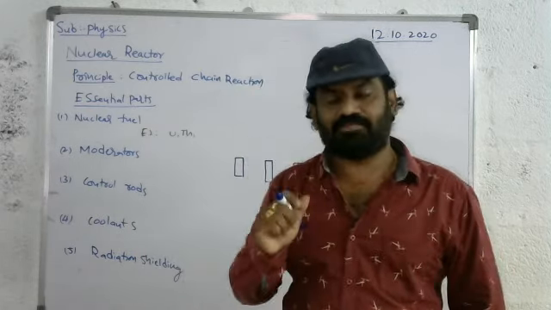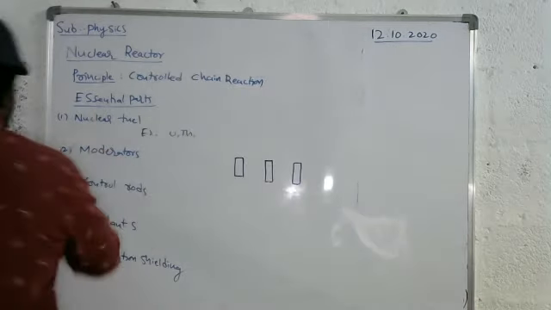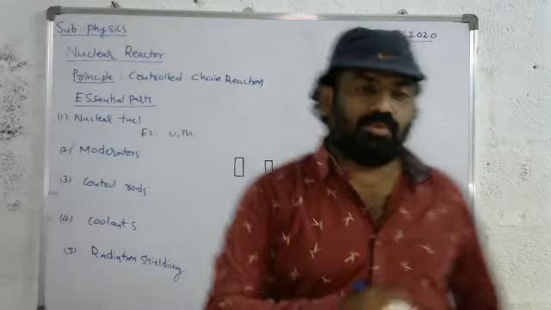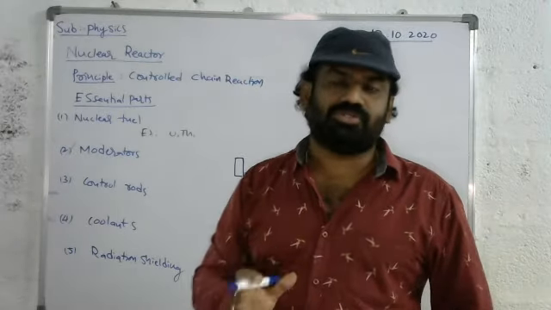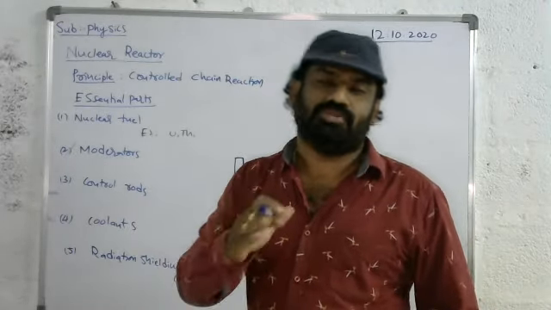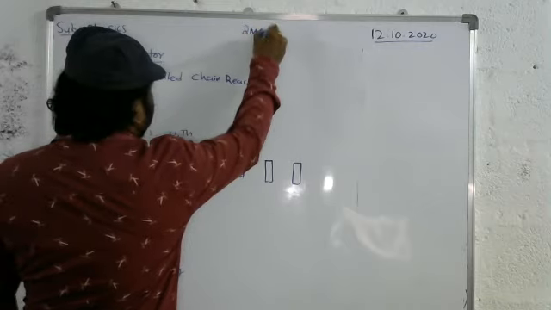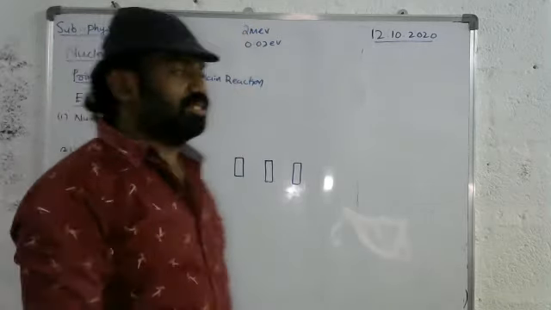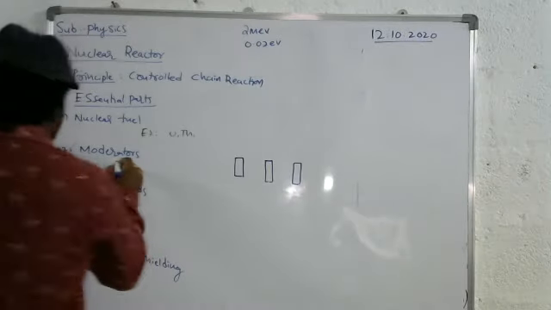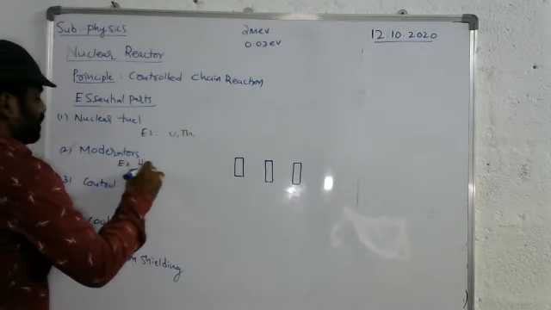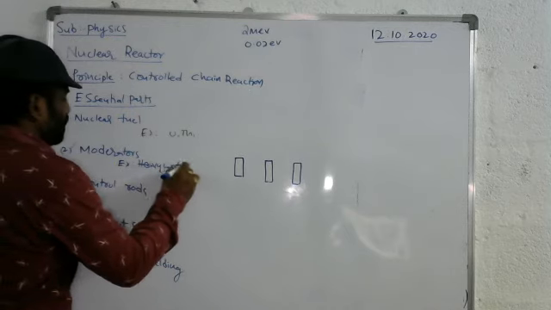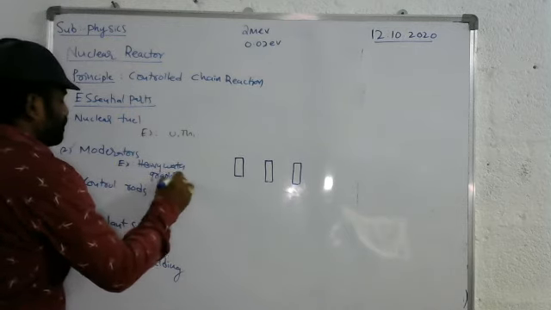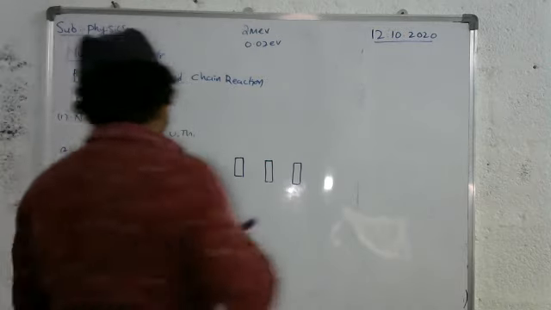To control the speed of the neutrons, we use moderators. Moderators are substances used to slow down fast moving neutrons. A fast moving neutron can possess an energy of 2 million electron volts. When slowed down, its energy becomes 0.02 electron volts. Examples of moderators are heavy water and graphite.